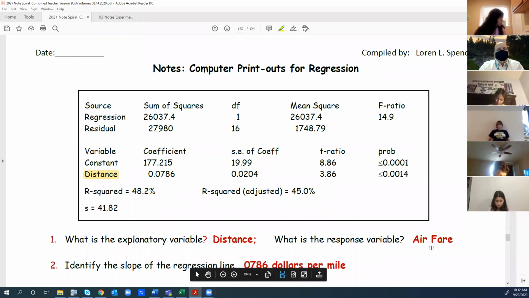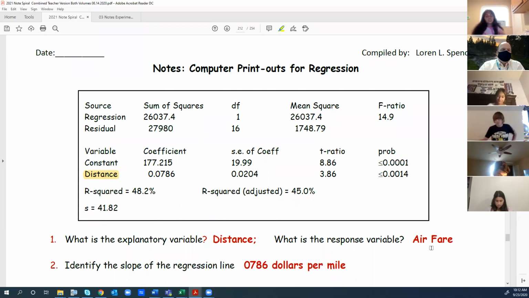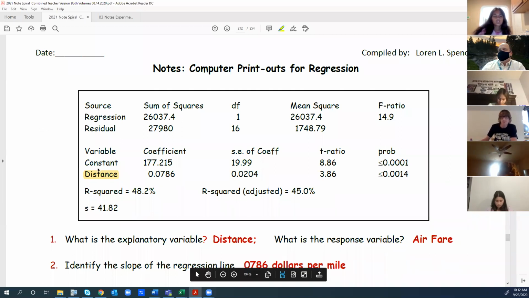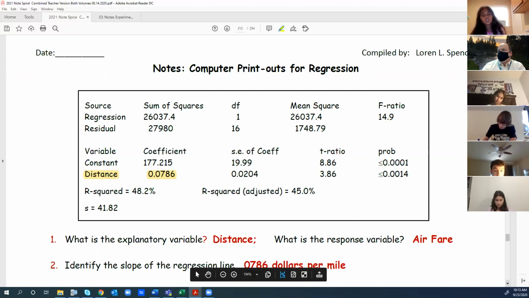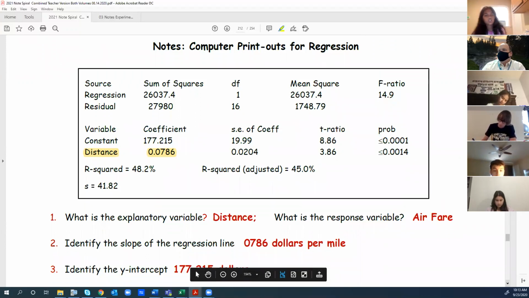Then it asks for the response variable. This is where you're going to have to go back and read the scenario. The scenario talked about airfare and distance. So in this case, even though we don't see it, we know from our previous day's work that our response variable was airfare. Then it says identify the slope of the regression line. The slope is going to be directly across from the variable, right next to it. So if you identify distance, the number next to it is 0.0786. That's the slope of my regression line right there.